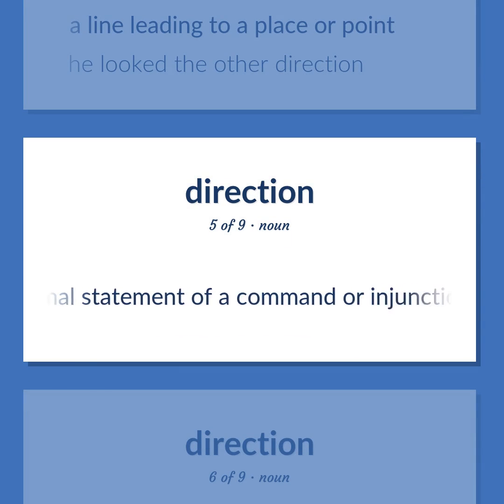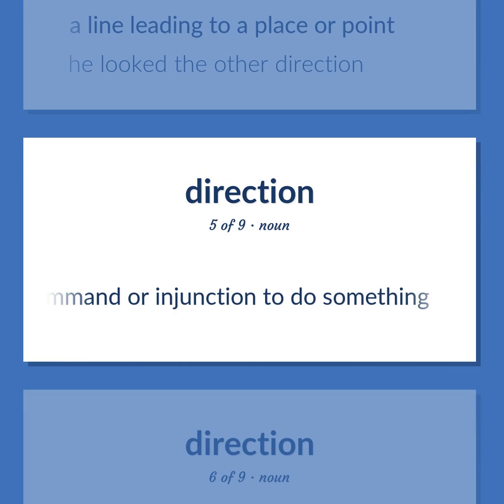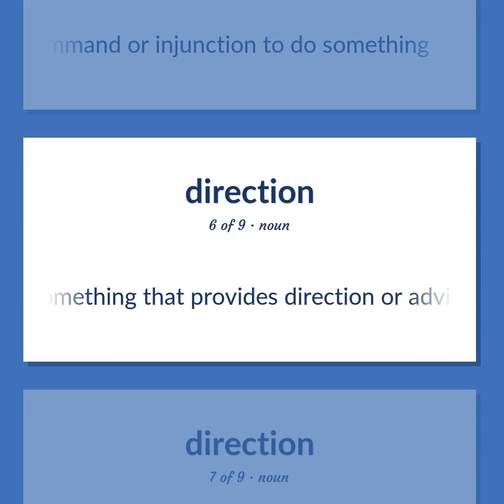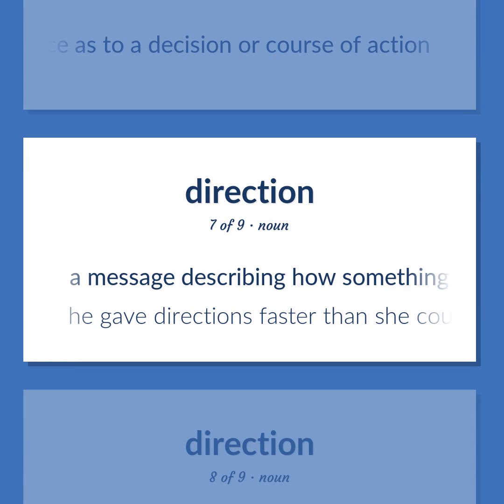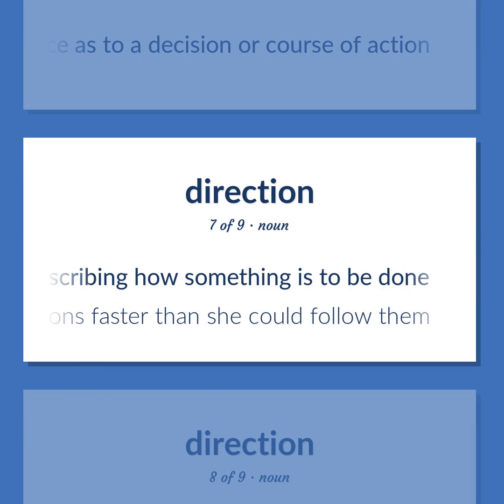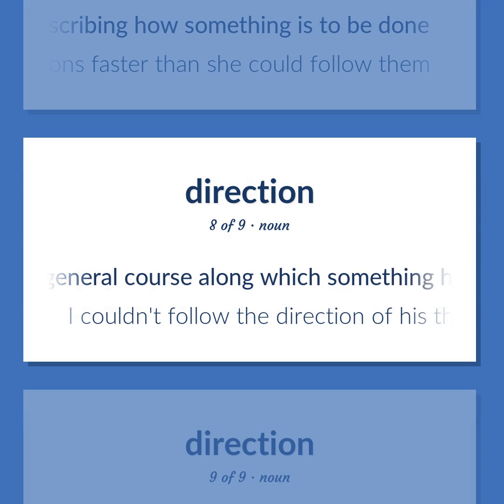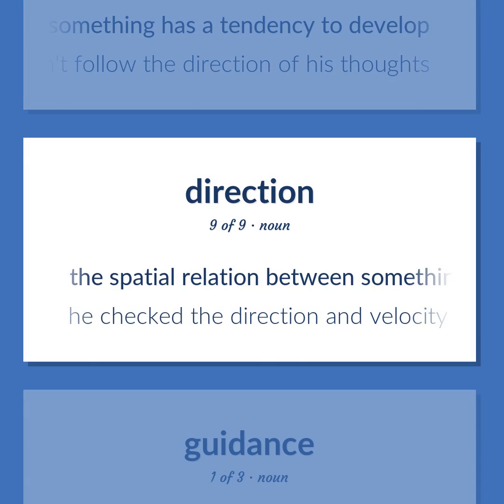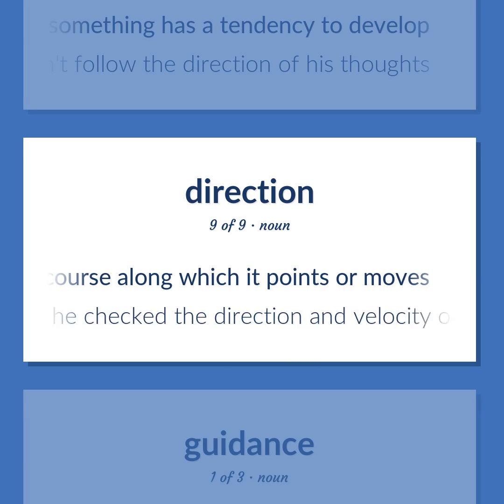A formal statement of a command or injunction to do something. Something that provides direction or advice as to a decision or course of action. A message describing how something is to be done. He gave directions faster than she could follow them. A general course along which something has a tendency to develop. I couldn't follow the direction of his thoughts. The spatial relation between something and the course along which it points or moves. He checked the direction and velocity of the wind.